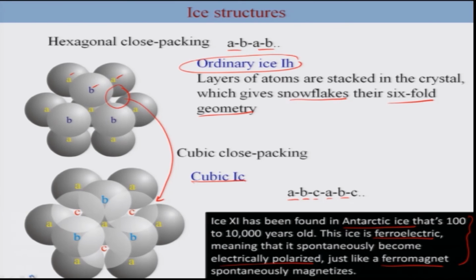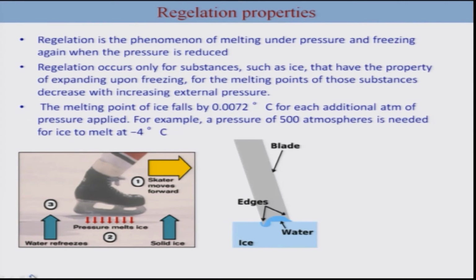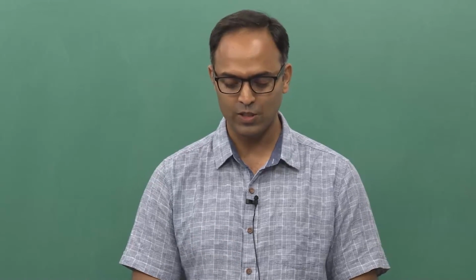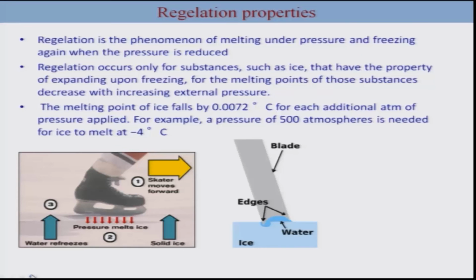Okay, so I will wrap up this lecture by looking at this property of ice, called the regelation property. Well, this is a phenomenon of melting under pressure and freezing again when the pressure is reduced. Essentially, water or ice has the property to expand upon freezing. Okay. For the case of melting, it compresses. So essentially this is an interesting material.